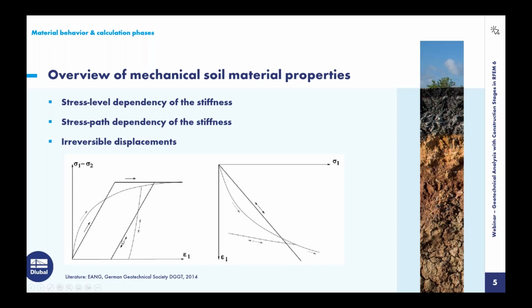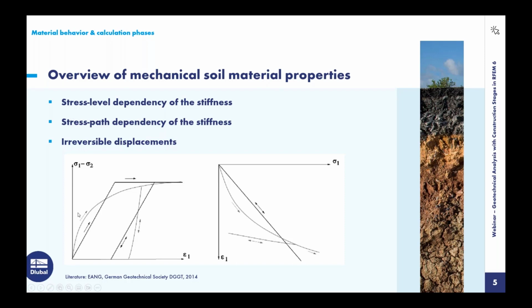On the first slide, we can see soil material models in the graphic. On the left side, the behavior in the triaxial test is shown, on the right side in the compression test. We can see a linear elastic, perfectly plastic model like Mohr-Coulomb, and an elastoplastic model like the Hardening Soil model. With the elastoplastic model, I want to show these properties I listed here.